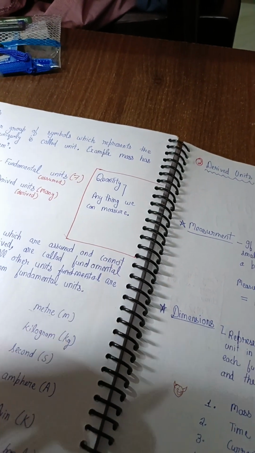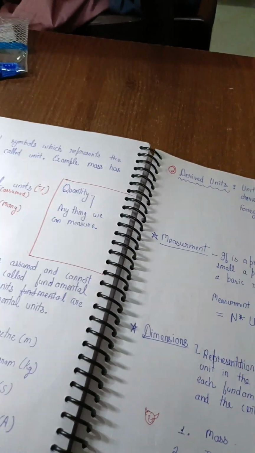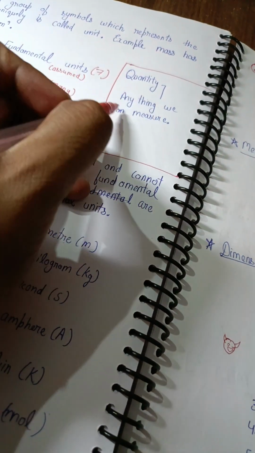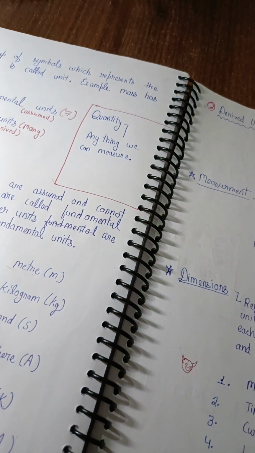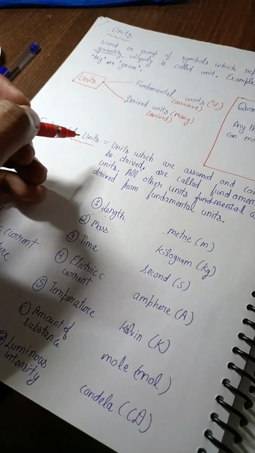Basically, a unit is something with which we can measure or call out a quantity. What is quantity? Anything that we can measure, like 5 pens. Anything we can measure.